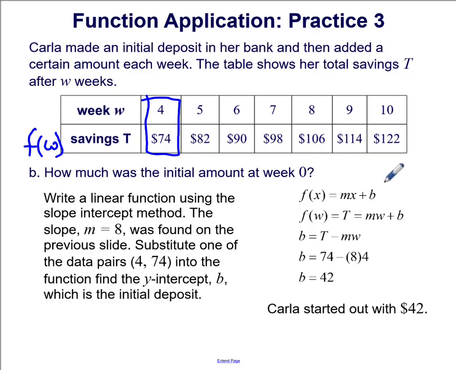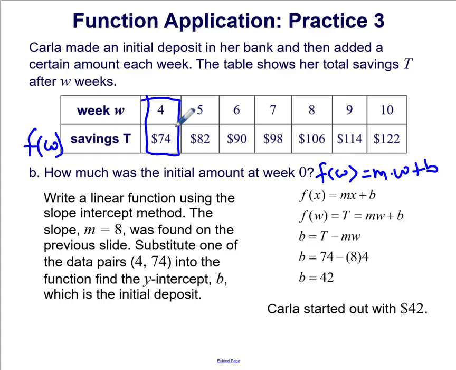Here we wrote the general equation, f of x is equal to mx plus b. As an intermediary step, I can replace f of x with f of w is equal to m times w plus b. So that's where we get this next line. F of w is equal to t, and all of that is equal to m times w plus b. Solving algebraically, we get b is equal to t minus m times w, and we make the appropriate changes.